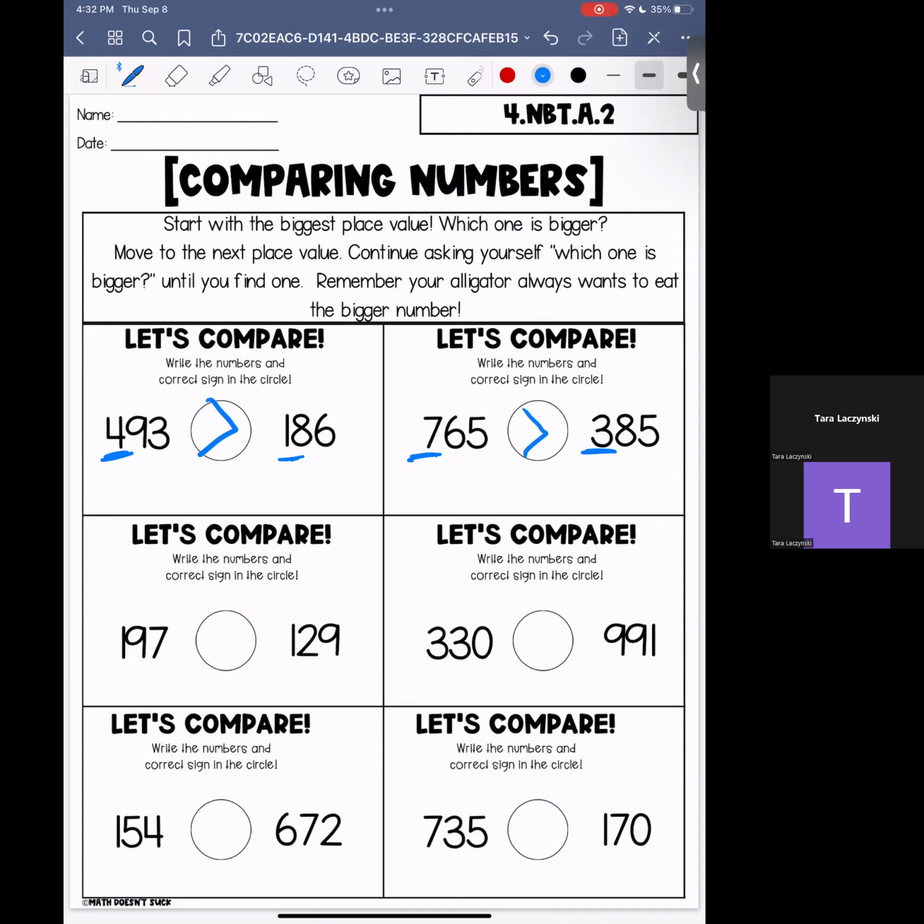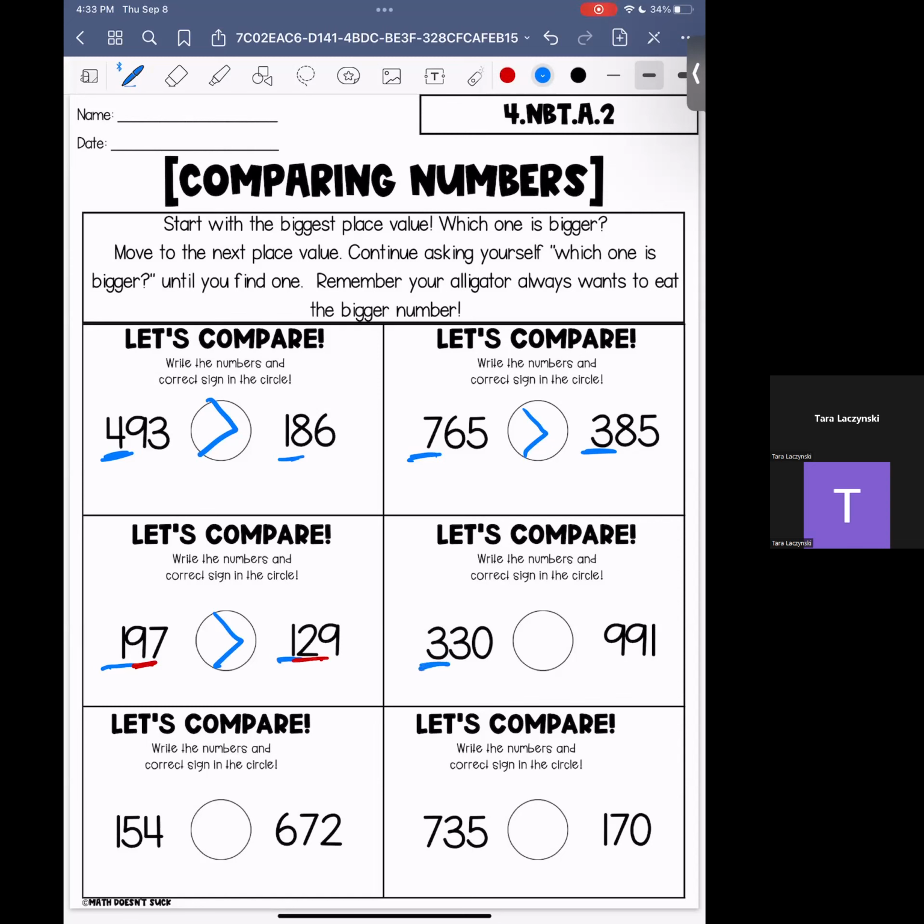Comparing 197 and 129. We're comparing 100 and 100. These values are the same, so we cannot make our decision yet. We're going to slide to the right, and we're going to compare our 9 and our 2. Is 9 tens or 2 tens greater? We're going to go with the 9. That tells us that 197 is greater than 129.